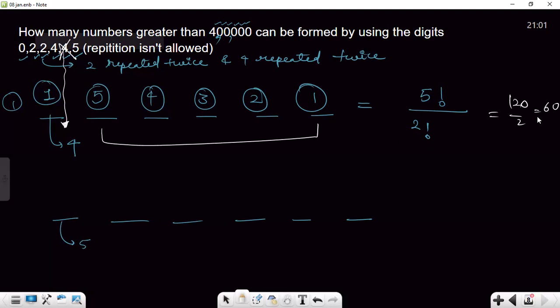No, sir. Because 4 was already used, how many digits are left? 1, 2, 3, 4, 5. In these 5 elements, only 2 is repeated.